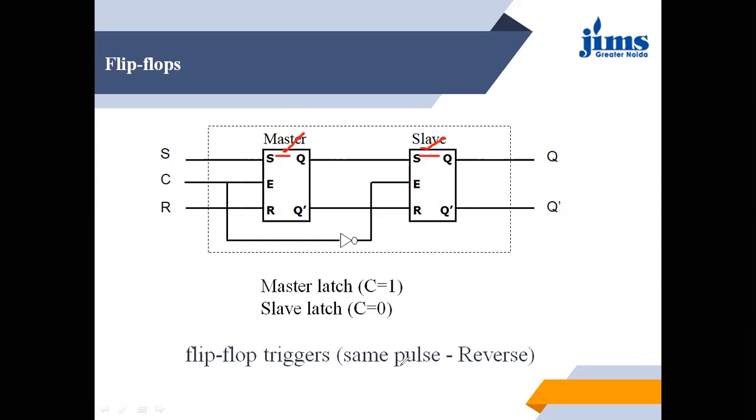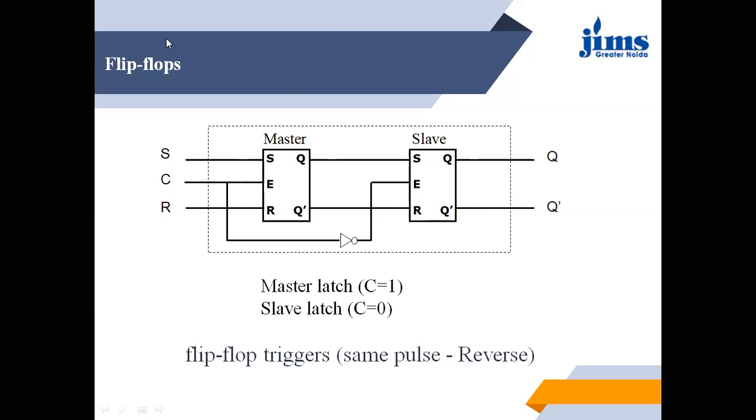So these two are based on the clock pulse, and when the clock pulse value is 1 in one flip-flop, then it is 0 in the other one, and when its value is 0 in the first flip-flop, then the second flip-flop has value 1. So the flip-flops trigger in the reverse order. This is the reason they are called master slave flip-flops.